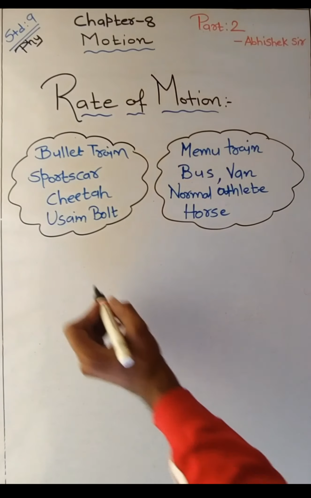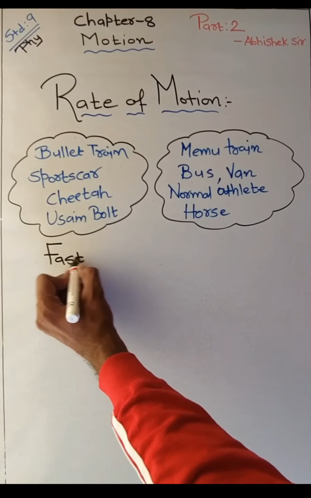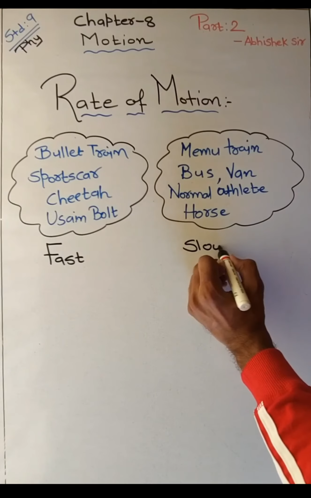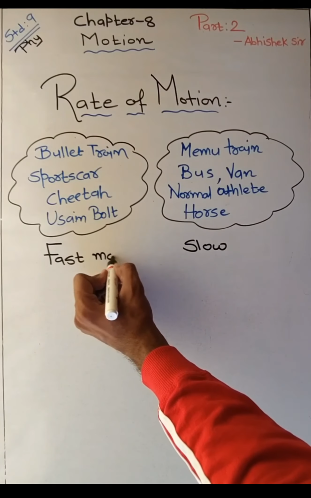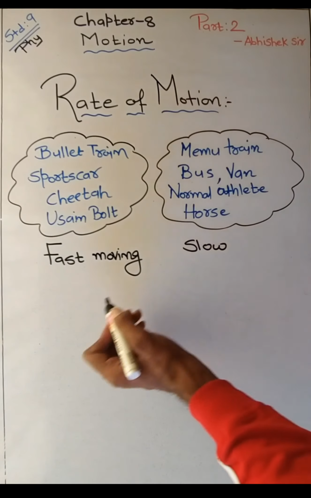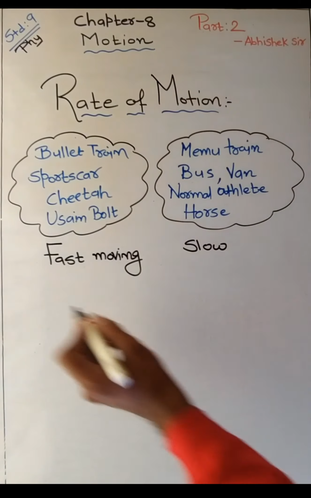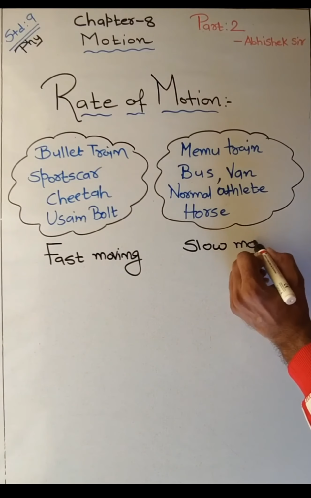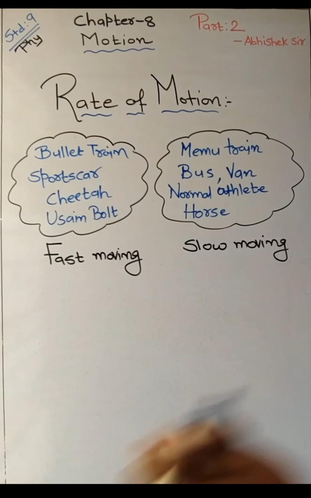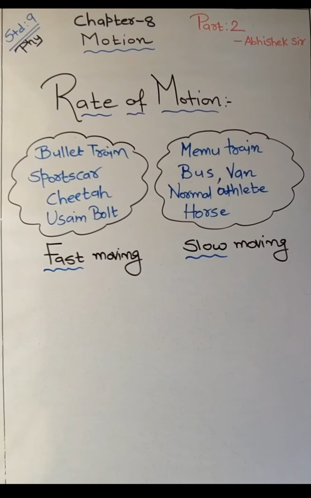One group is very fast moving objects and another group is comparatively slow moving objects, right? The first one is fast moving objects, and obviously the other includes normal people and animals as well. So fast moving and slow moving. You have to stress upon the words fast and slow, right?